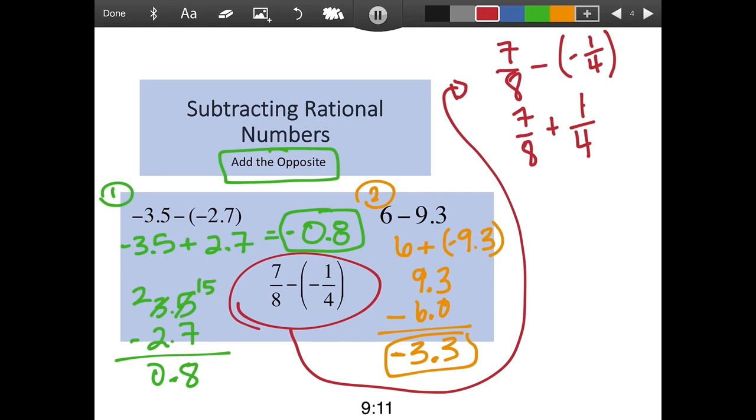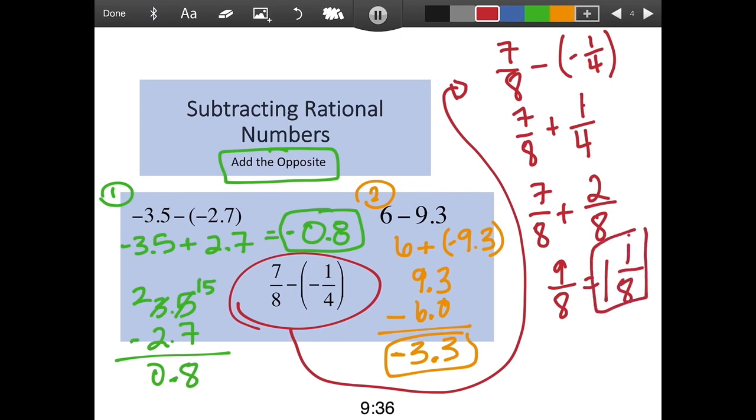So my common denominator is going to be an 8. 7/8 plus, we're going to make that denominator of 4 an 8. I do that by multiplying by 2, so my numerator is going to be 2. Now I can just add 7/8 plus 2/8, which is 9/8. Now I'm going to convert that to a mixed number, which is 1 and 1/8. And since both of my numbers are positive, my answer will be positive. So remember, anytime you are subtracting rational numbers, add the opposite.